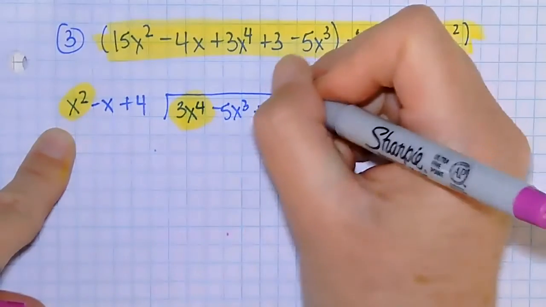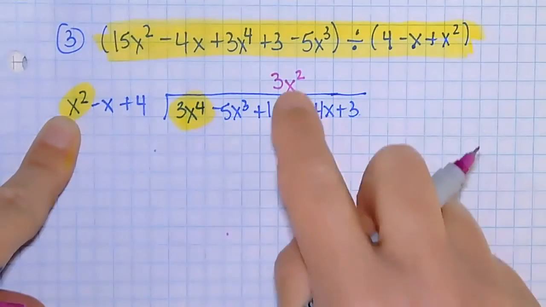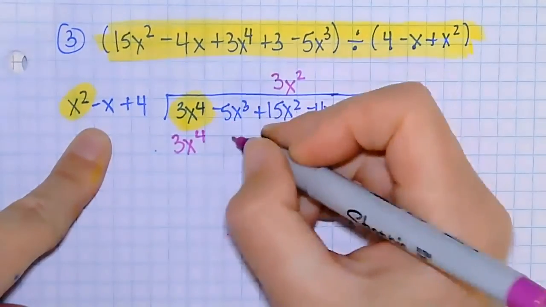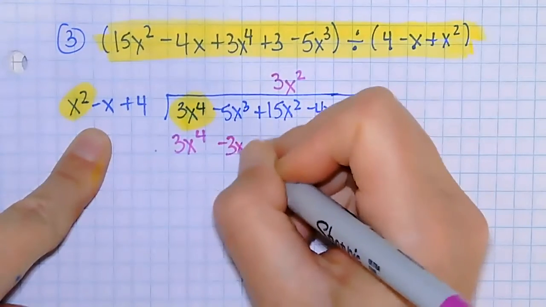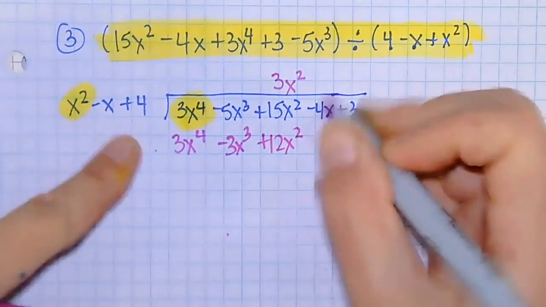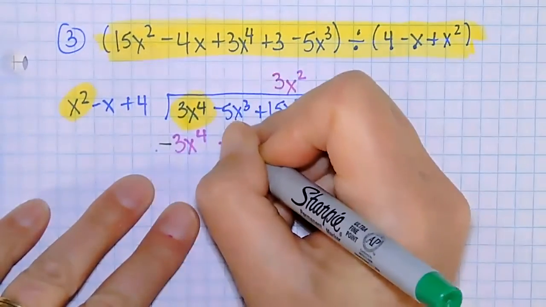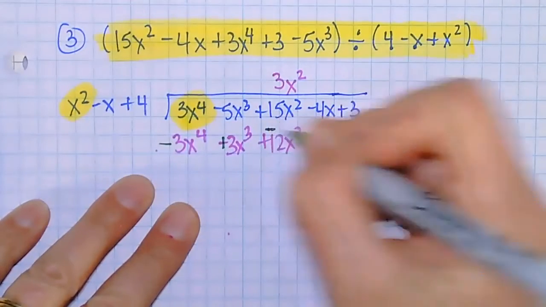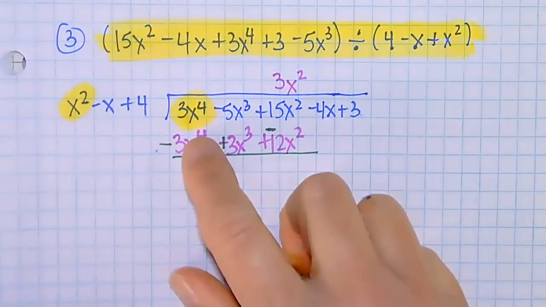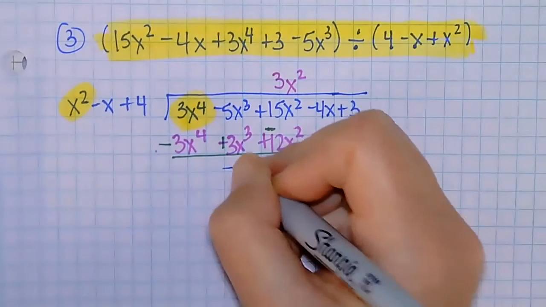So x squared times 3x squared will give me a 3x to the fourth. 3x squared times a negative x is a negative 3x to the third. 3x squared times 4 is a 12x squared. And then I'm going to switch my signs because I'm subtracting. So this is negative, this is positive, this is negative. I should have given myself some more room there. So this is going to cancel out. And here, a negative 5x cubed and a positive 3x cubed is a negative 2x cubed.